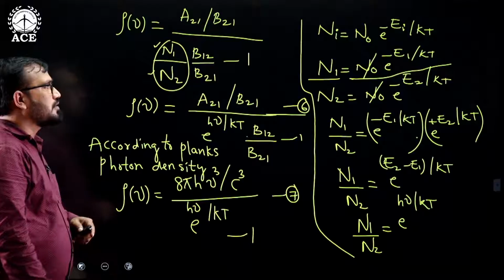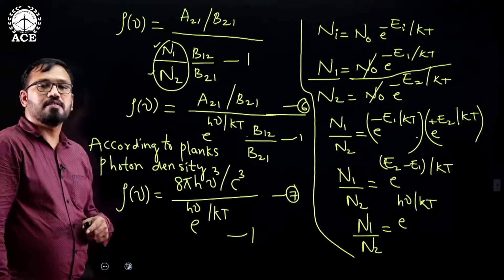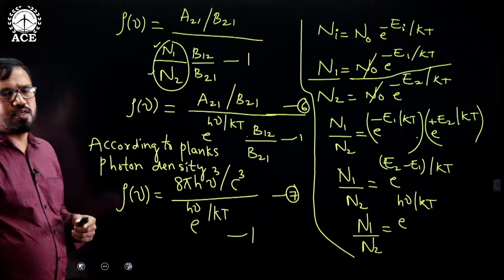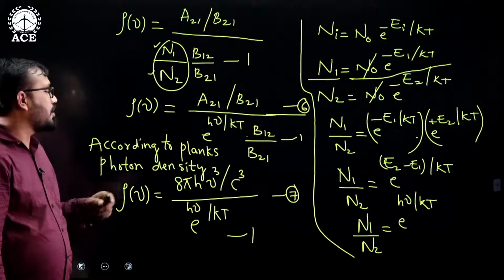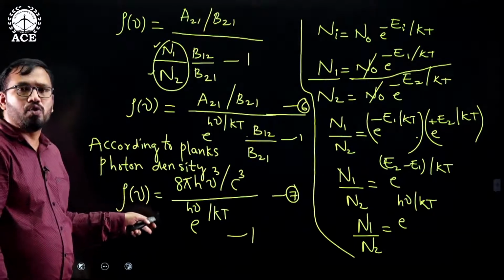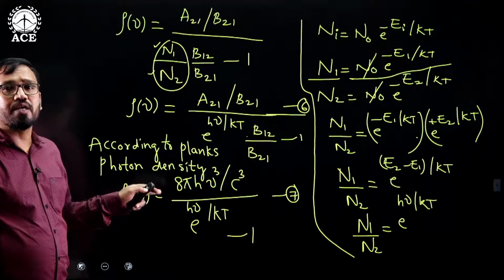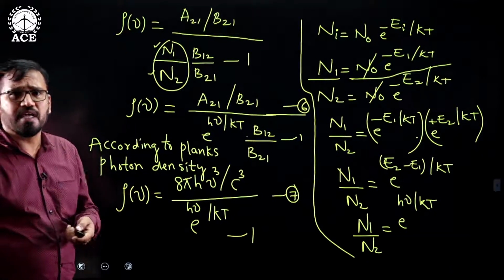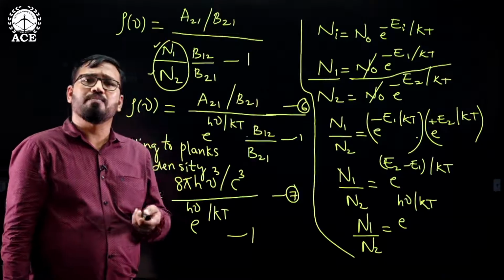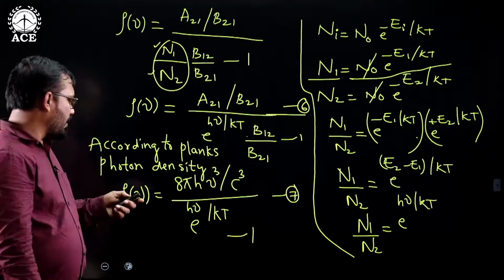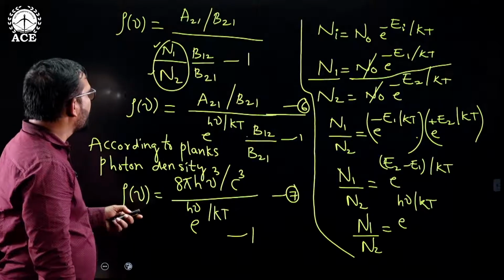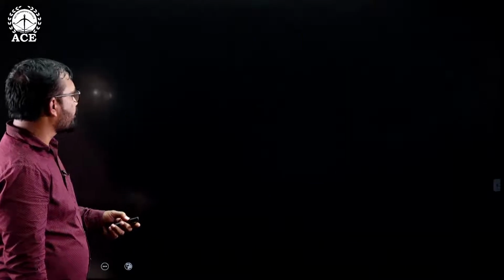What are equations 6 and 7? Very simple, students. Just go through equation 6, rho nu. What about equation 7? Rho nu only. Rho nu means photon density. So equation 6 and equation 7 both are representing the equations of photon density only.